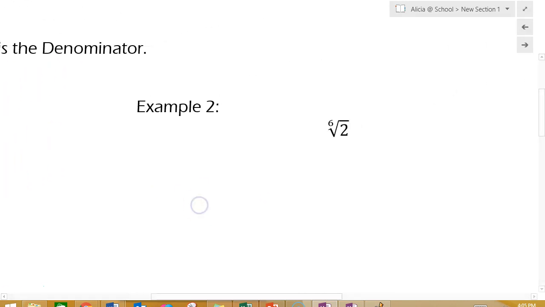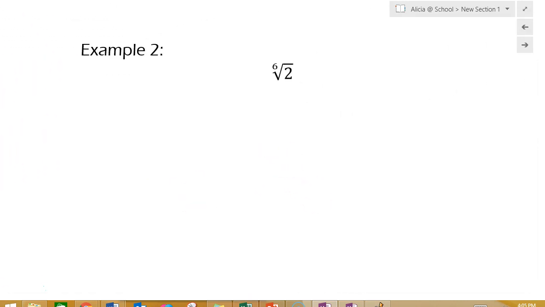Looking at example 2, we still have a radical here. My base is 2, so I'm going to keep that base the same. Now, I have to be careful here because this root number is a 6. That root number does go down here, and it brings me to, well, what goes in my numerator? Because I don't have a little exponent here. But just like in the previous videos, every base has that invisible exponent, whether we see it or not. And that's going to be a power of 1. So this is going to be 2 raised to the 1/6 power.